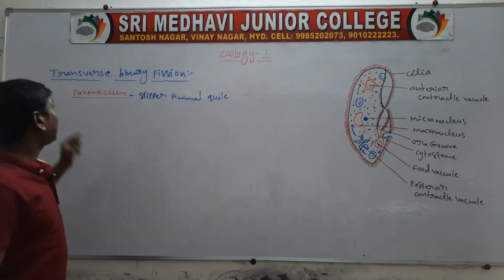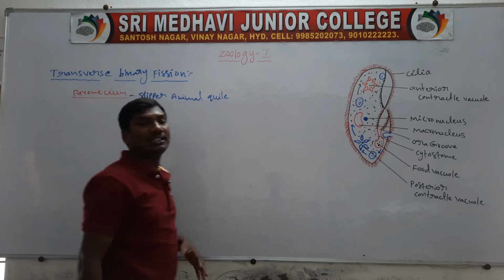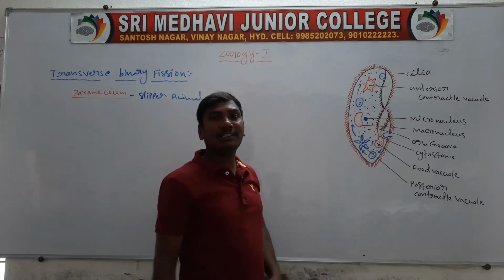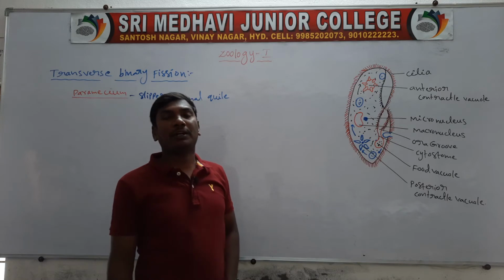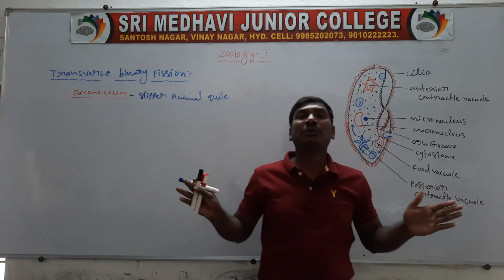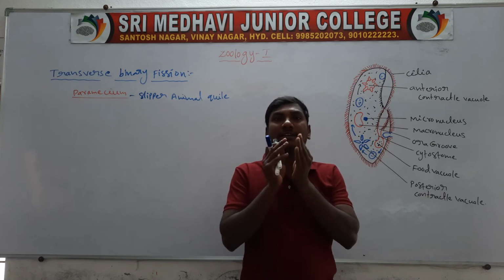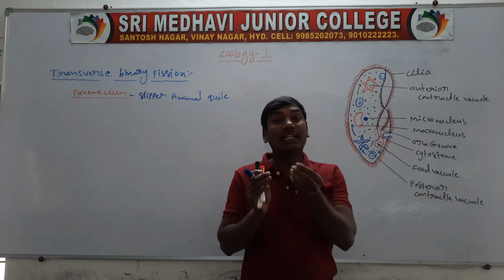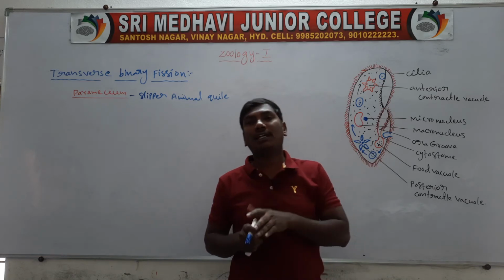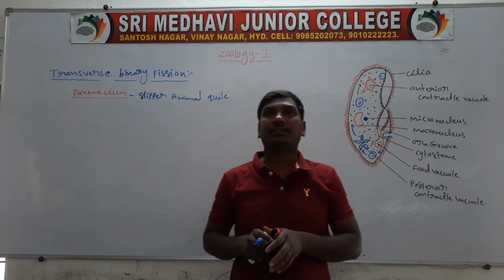Next one, the transverse binary fission. Transverse binary fission is asexual reproduction. Asexual reproduction means one cell divides into two cells: one mother paramecium, the parent paramecium, divides into two daughter individuals. So this is called asexual reproduction.